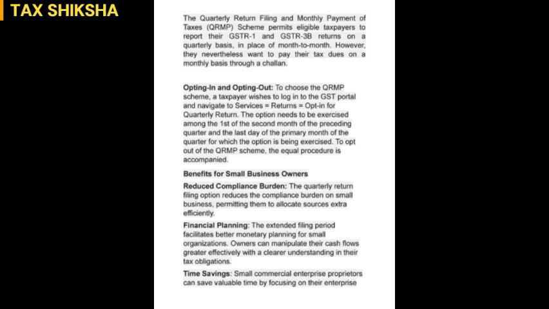To choose the QRMP scheme, a taxpayer has to log into the GST portal and navigate to Services > Returns > opt-in for quarterly return. The option needs to be exercised between the first day of the second month of the preceding quarter and the last day of the first month of the quarter for which the option is being exercised. To opt out of the QRMP scheme, the same procedure is followed.